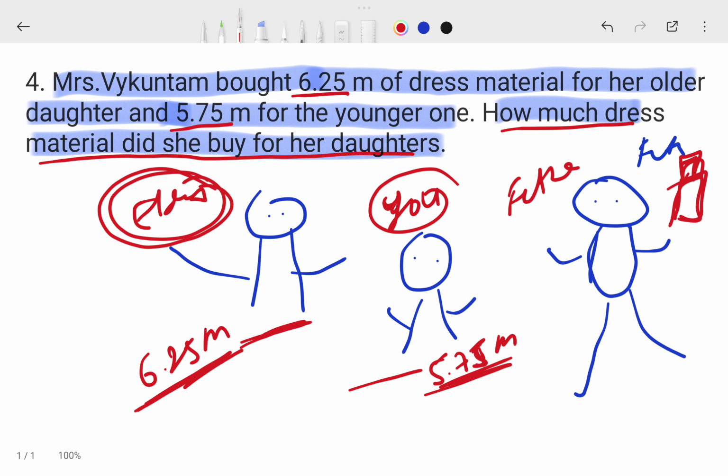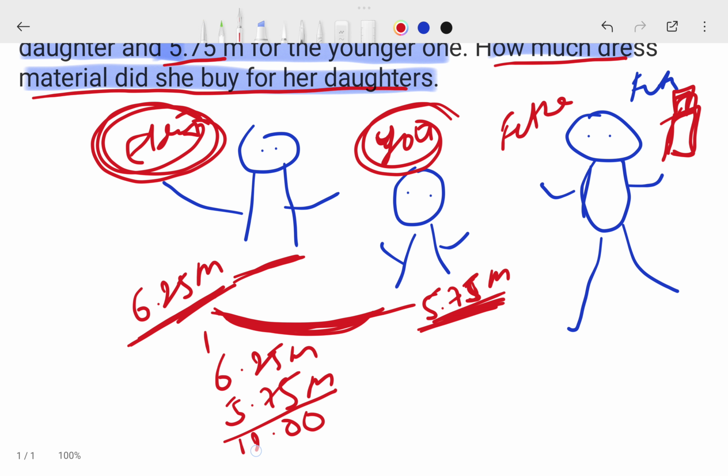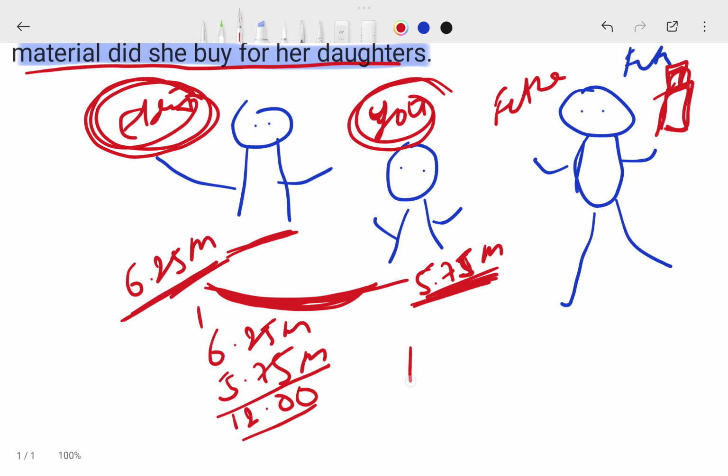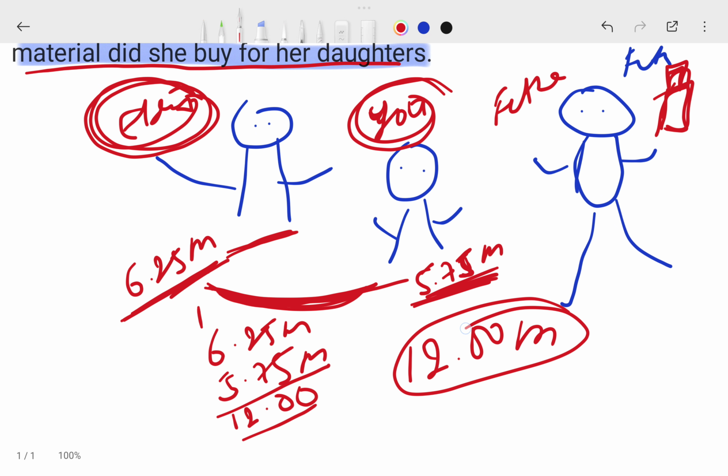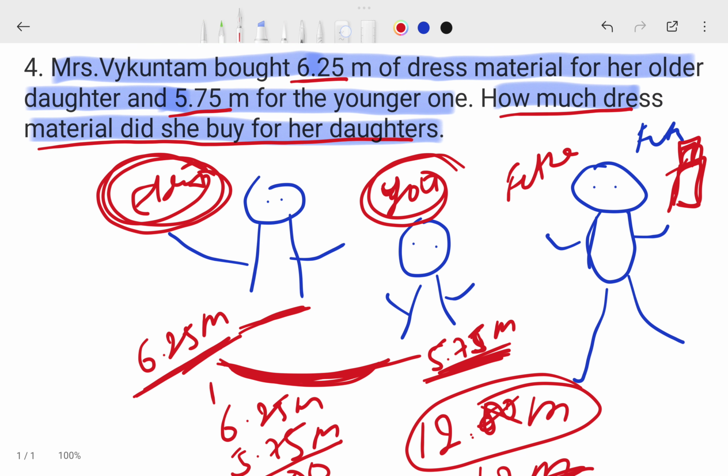Okay, so now your father is asking, how much dress material did he buy for his sons? For both your elder brother and you, how much cloth, total length, how many meters of cloth did he buy? For your elder brother he bought 6.25 meters. For you, he bought 5.75 meters. If you add it, 10, this is going to be 0 and this is going to be 1, 11, and this is going to be 12. Total he bought 12.0 meters. Now forget the 0, just 12 meters. So he bought 12 meters only.